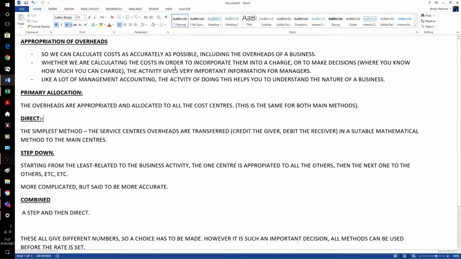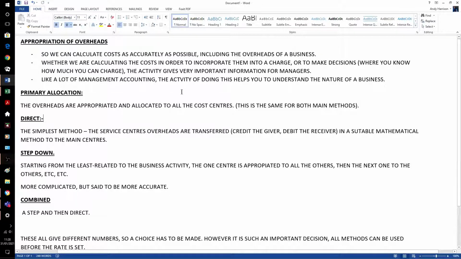So whether we're calculating the cost, whether we're going to build them into a charge and then charge it onto another department or a government department on a cost plus calculation, or to make a decision so we know how much we can get for the item. Is it worth doing or is it not? The activity is very important information for managers.